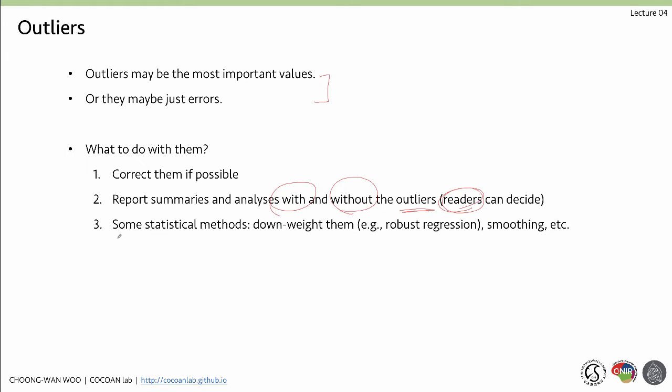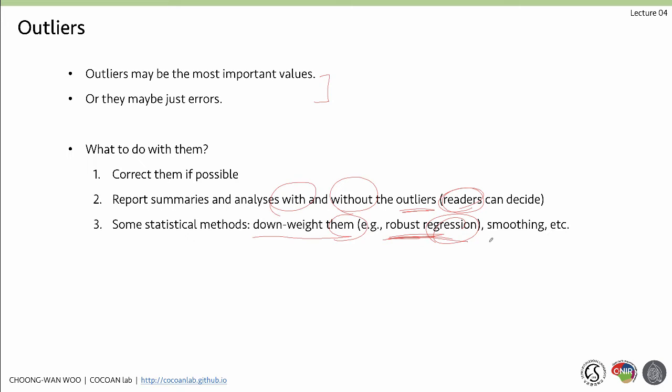Or there are some statistical methods that are really useful. We don't use them every time, but we sometimes use them. Some methods can downweight the outliers. For example, there are many robust methods, such as robust regression. Regression, we are going to learn in later lectures. But when doing regression analysis, we can downweight the outliers. That is called robust regression.